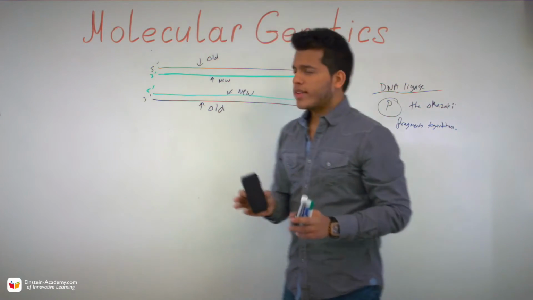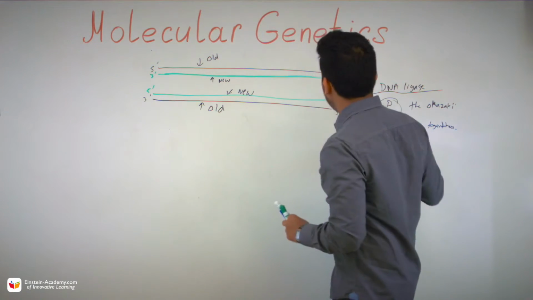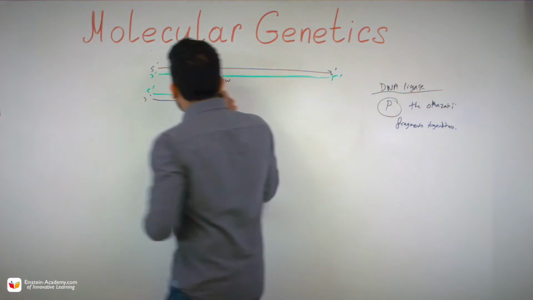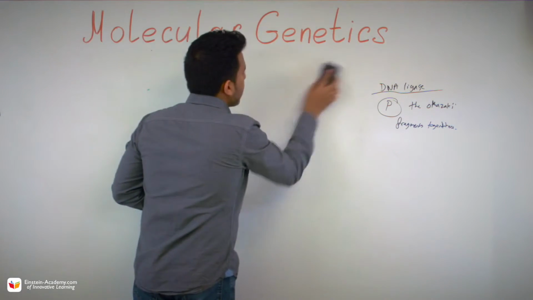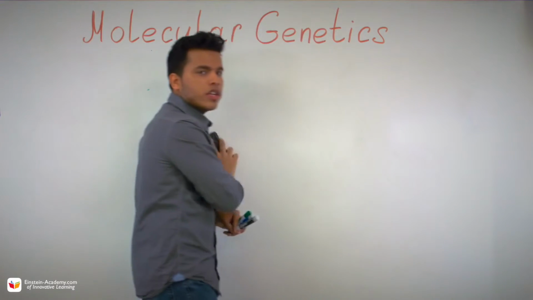Now, in another video we're going to talk about telomeres and telomeric sequences, but let us continue. Let us continue talking about the little things that we've missed in replication, such as accuracy and speed.